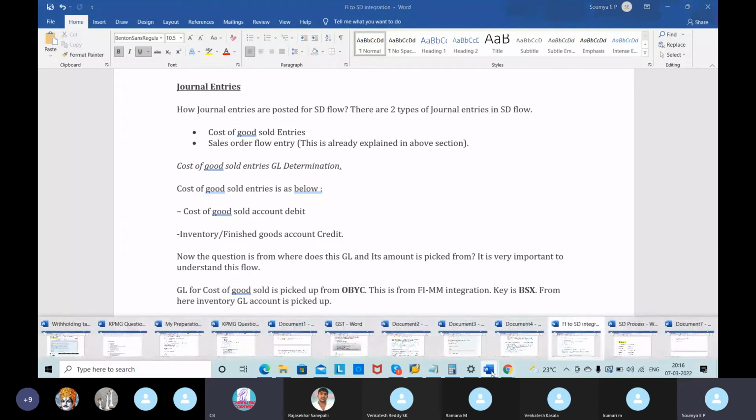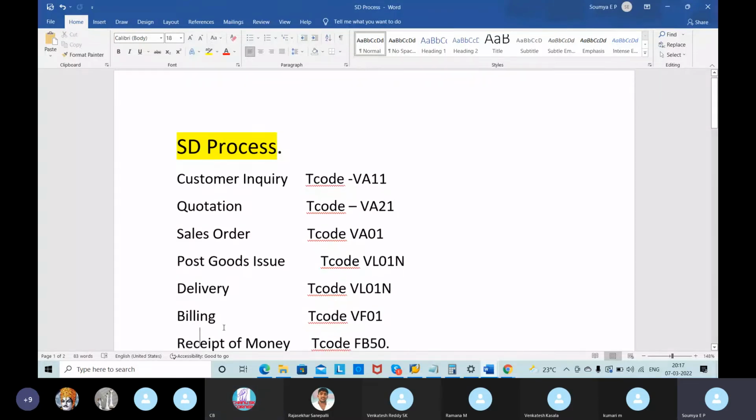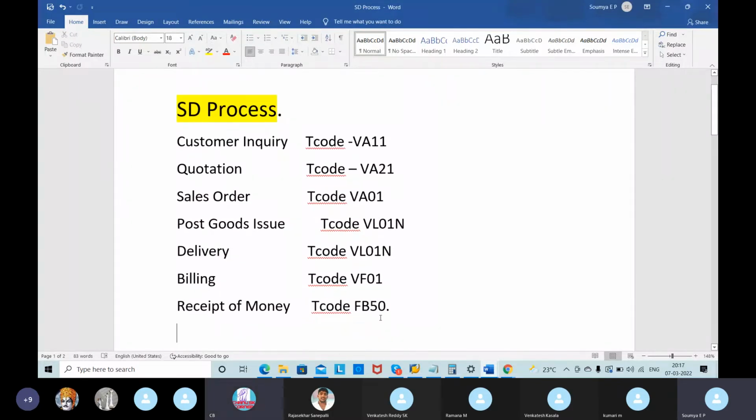And if we go for SD integration, the SD processes: first the customer inquiry, the T code is VA11, quotation is VA21, sales order is VA01, post goods issue is VL02N, delivery VL01N, billing VF01, receipt of money FB50.